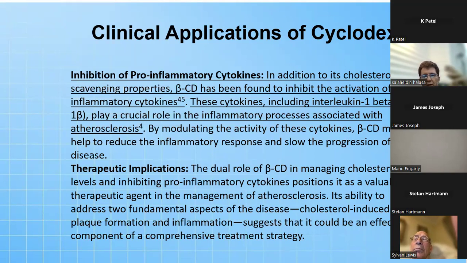Therapeutic implication: the dual role of beta-cyclodextrin in managing cholesterol levels and inhibiting pro-inflammatory cytokines positions it as a valuable therapeutic agent in management of atherosclerosis. That's a good thing. So in atherosclerosis, we have two things. We have fat flakes deposited in the macrophages and those blood vessels. And you need two things.